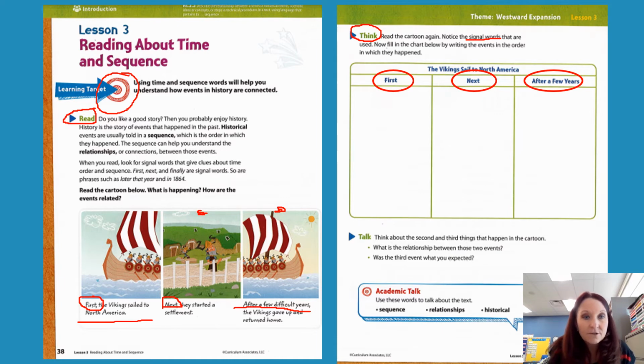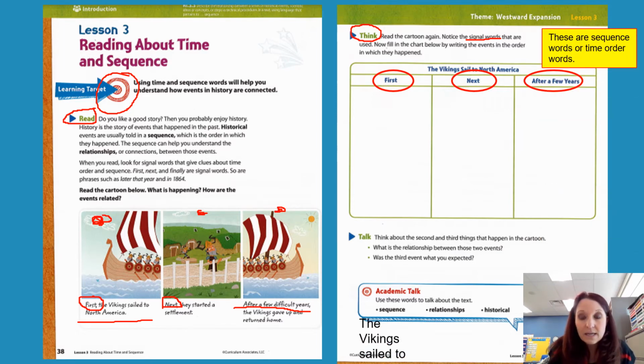So let's look back at the first picture. Right over here, we see that the Vikings sailed to North America. So we're going to write that in our chart. The Vikings sailed to North America. So pause the video and write that in your chart.